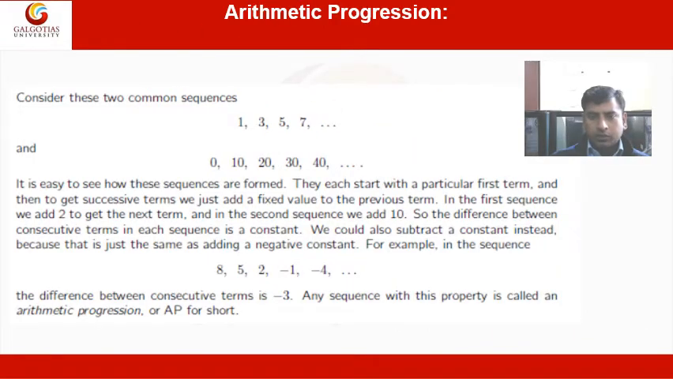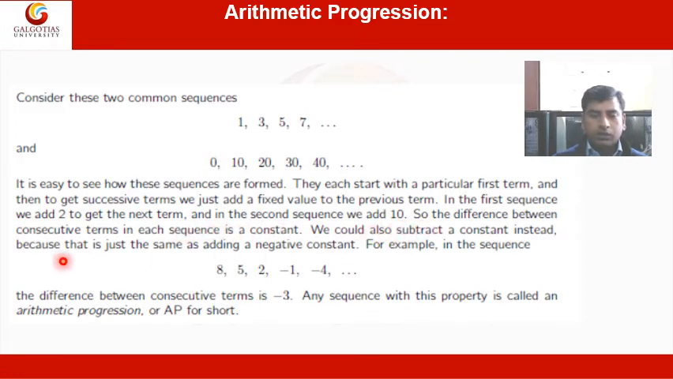So, arithmetic progression. Consider these two common sequences: 1, 3, 5, 7 and so on, and 0, 10, 20, 30, 40 and so on. It is easy to see how these sequences are formed. They each start with a particular first term, and then to get the successive terms we just add a fixed value to the previous term. In the first sequence we add 2 to get the next term, and in the second sequence we add 10.